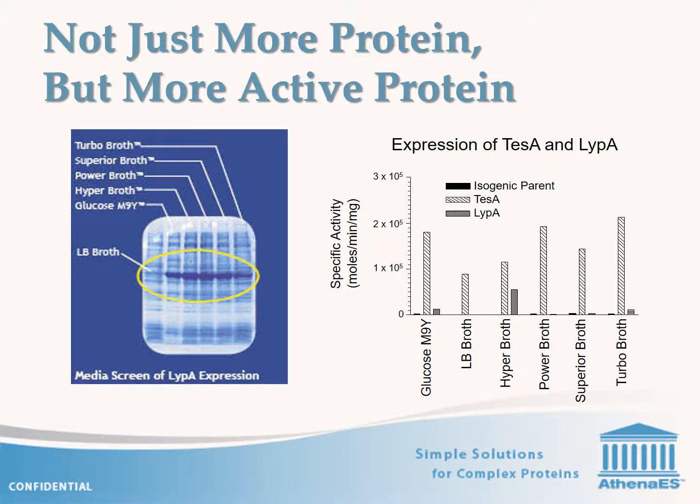Importantly, not only is more protein made using these specialty media, but in some cases more active protein can be recovered. For example, LYPA, as was shown earlier and in the SDS-PAGE analysis shown here, the amount of protein accumulated in all media except LB broth was a significant fraction of total cellular protein. However, when the enzymatic activity was measured in the extracts, as shown in the bar graph, not all media yielded active protein. Microscopic examination of the cells after induction revealed the presence of inclusion bodies. Only in hyperbroth did a significant fraction of the protein accumulate in an active form. By comparison, active TESA, a protein related to LYPA, had the highest level of production of active protein in turbo broth.